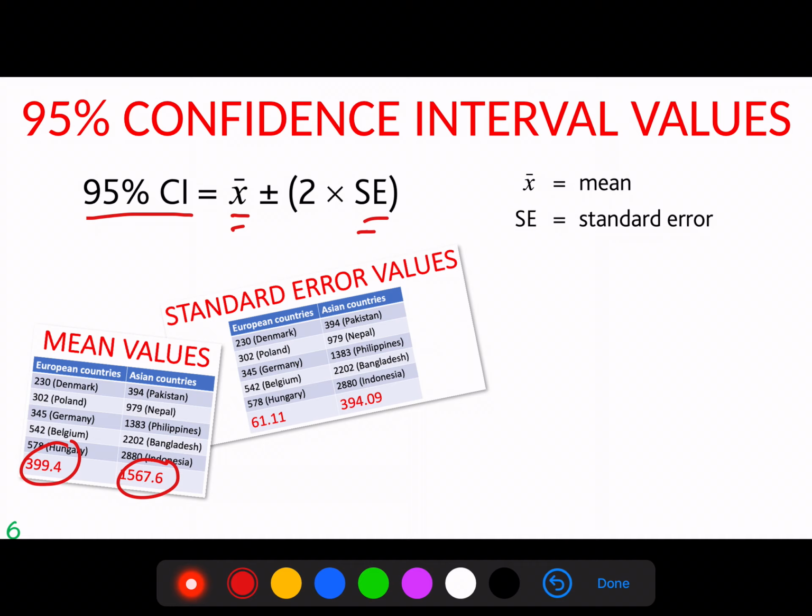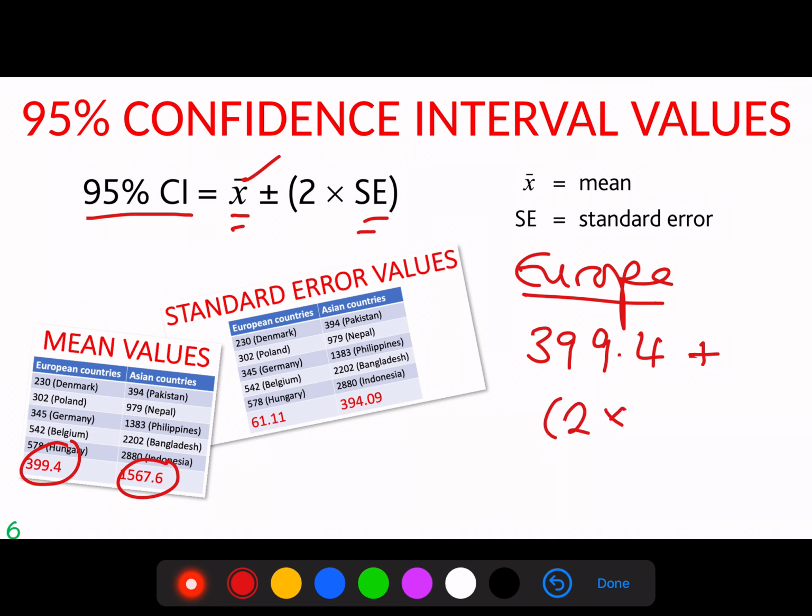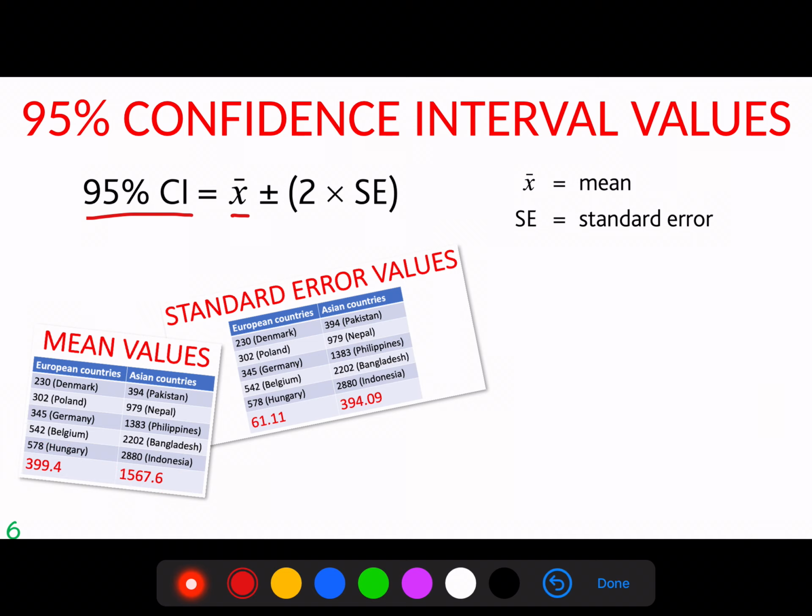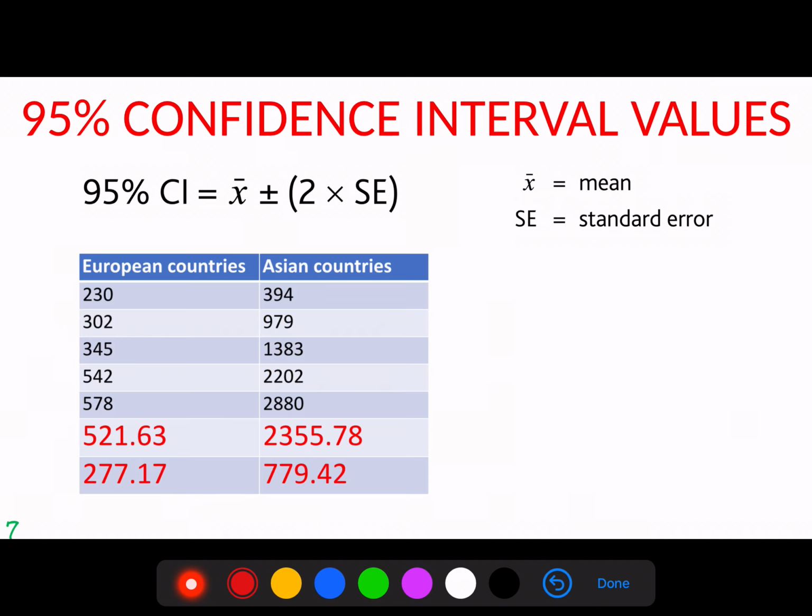So let's do my mathematics. Here we go. For, let's say, Europe, the mean is 399.4, so that's the mean, we have to initially add 2 times the standard error, which is 61.11. That will give us one of our values for 95% confidence interval in the case of Europe. The other value would be simply changing that plus to a minus, and the same expression applies. So 2 times 61.11, because that's the standard error. You can do that, I'm sure, and I'm sure you can do that on your own for the Asian countries, and if you carry that calculation through, what you'll eventually find is you'll find that you get these values here.